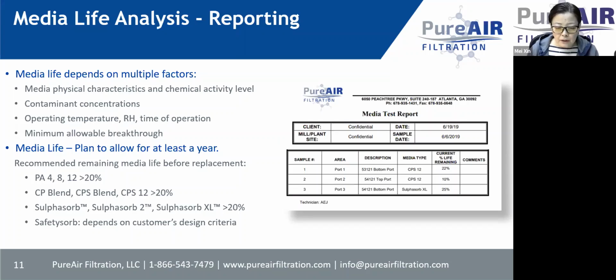But I know sometimes people try to keep low inventory and reduce cost, and we understand that. So we do have a recommended list of remaining media life before replacement. That's the minimum, meaning you have to schedule a change out right away. For example, for the permanganate series product, 4A 12%, if you see the report is less than 20% of media life remaining, please call your representative to schedule a change out right away. The same goes for CP blend, CPS blend, CPS 12 over 20%.